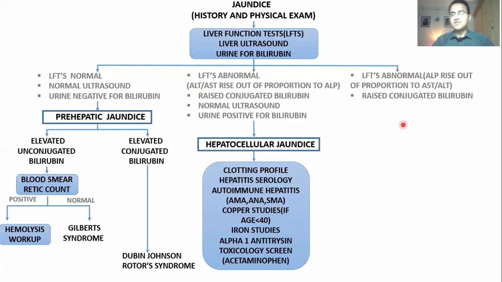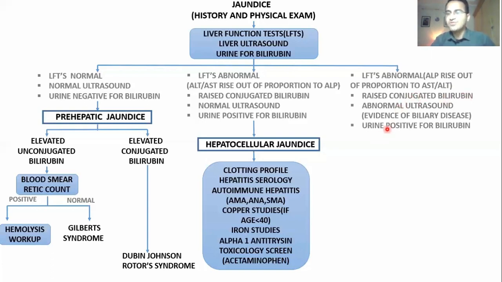Raised conjugated bilirubin. Abnormal ultrasound with evidence of biliary disease. Either the ducts are dilated, or you found a tumor, or you found a stone that was obstructing the flow of conjugated bilirubin from liver to gut. If conjugated bilirubin is high, it will appear in urine and urine will be positive for bilirubin.